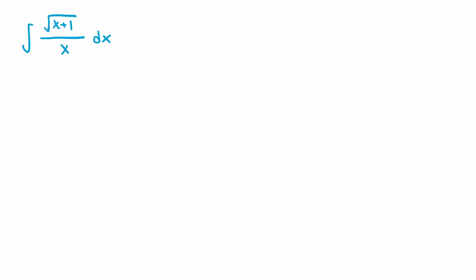So let's do the integral of the square root of x plus 1 over x. What we need to do is apply a rationalizing substitution. We can see that the integrand has a square root term, so this isn't a rational function.